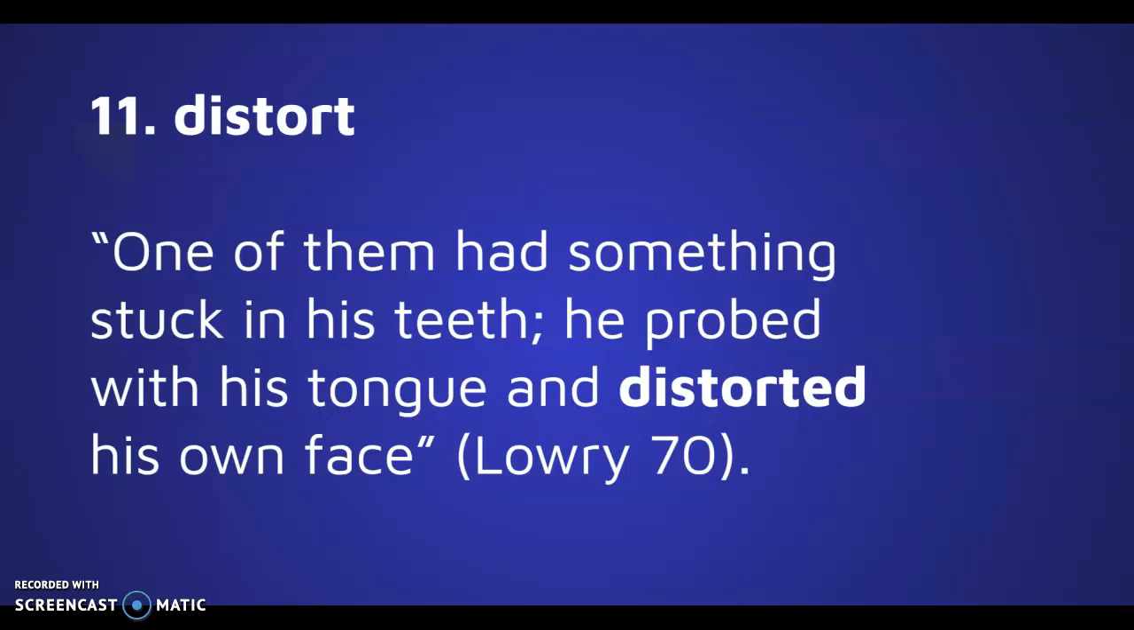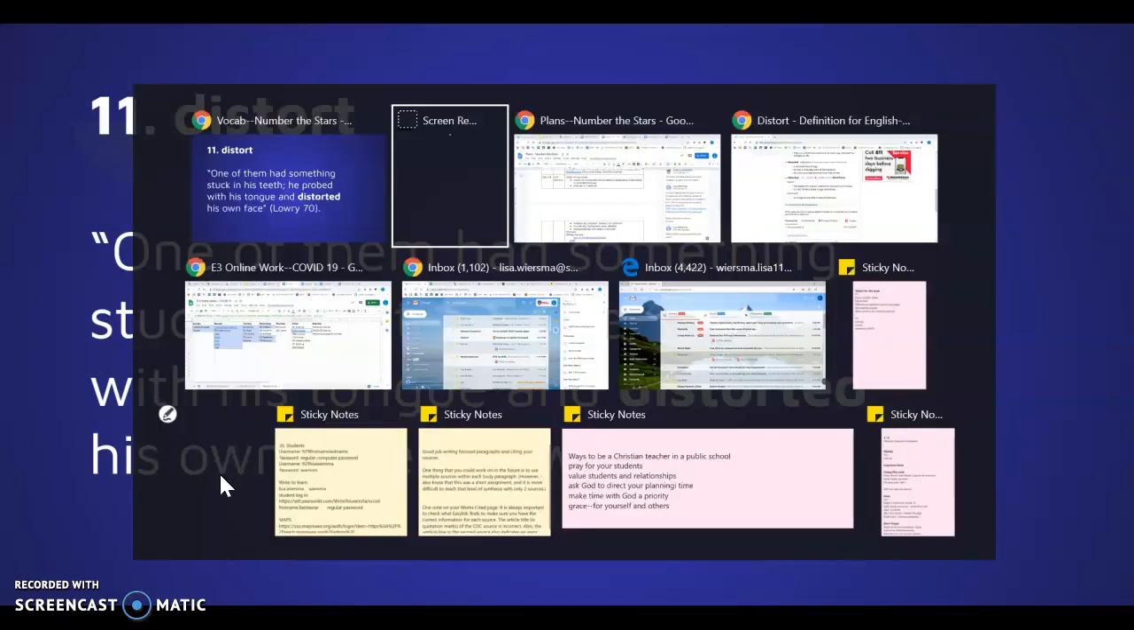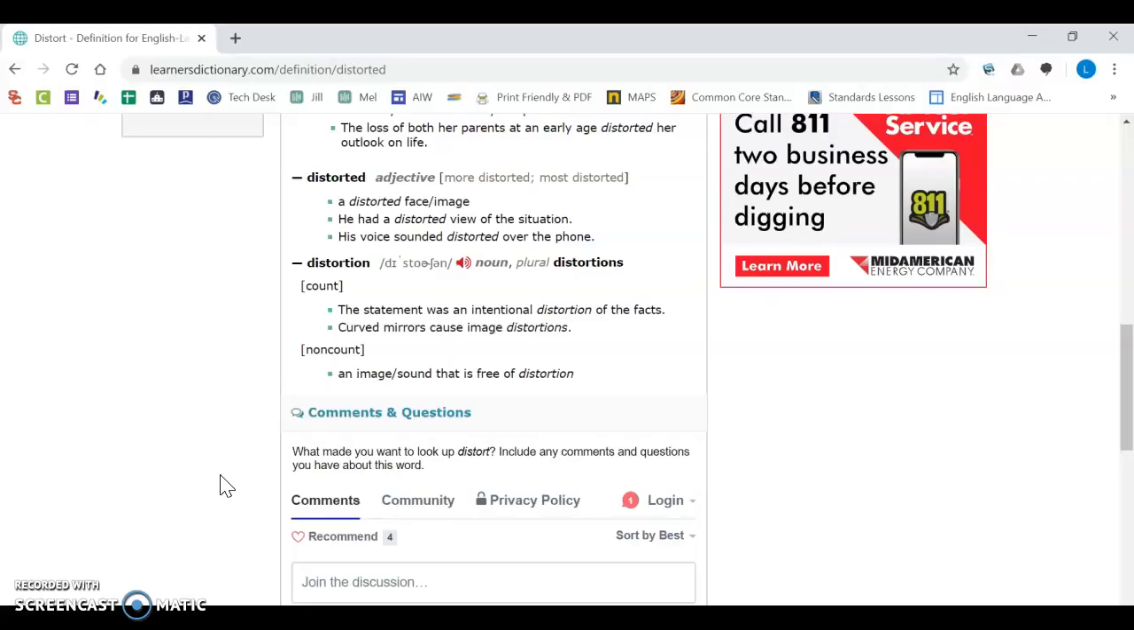So now before we get into the vocabulary word, I want you to notice that in parentheses it says Lowry 70. That's referred to as a parenthetical citation or an in-text citation. It shows us that Lowry, Lois Lowry, wrote this sentence, and it is on page 70 of the book. But let's focus on the vocabulary. Look at the word distorted. What do you think distorted means? Let's take a look at the dictionary and see what we find out.